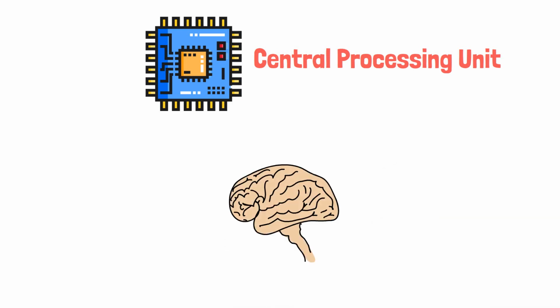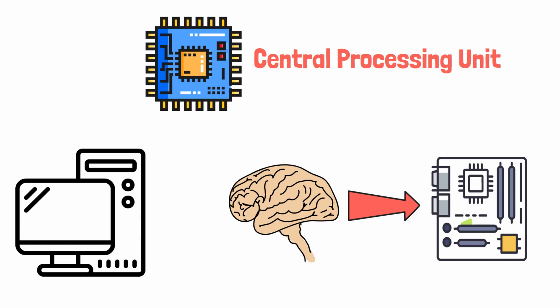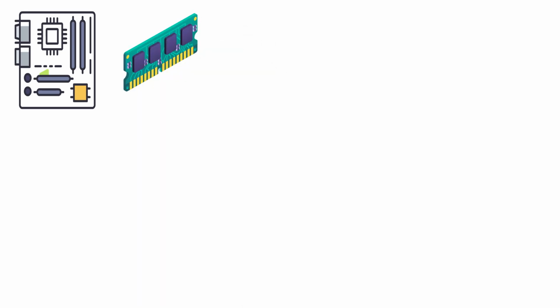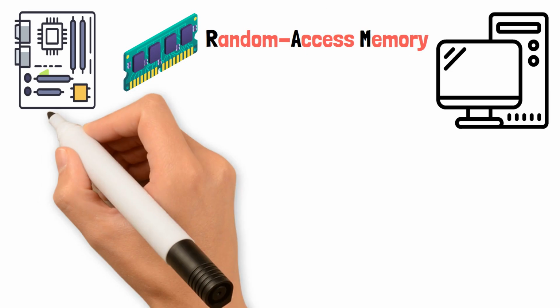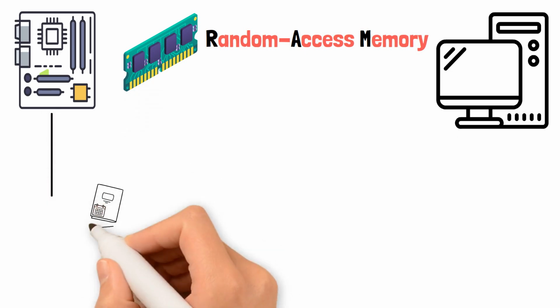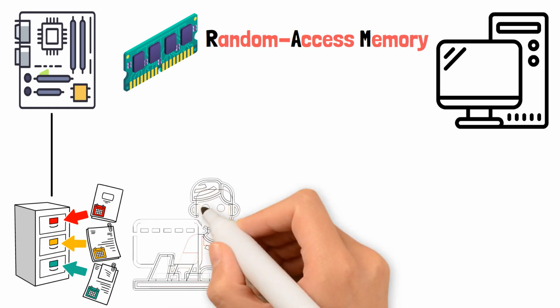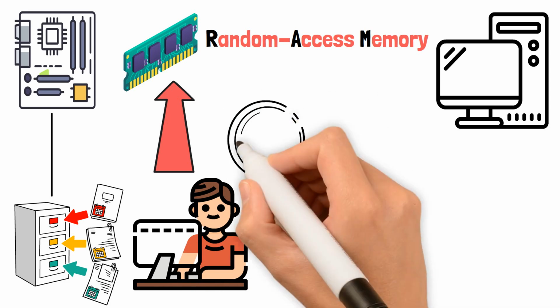This is like the brain of your computer, and it needs to be connected to the motherboard to communicate with the other parts. Another important component that is connected to the motherboard is the RAM, or random access memory. This is like your computer's short-term memory, and it needs to be connected to the motherboard to store and retrieve data quickly. Whenever you open a new program or file, your computer will temporarily store it in the RAM so that it can be accessed quickly.